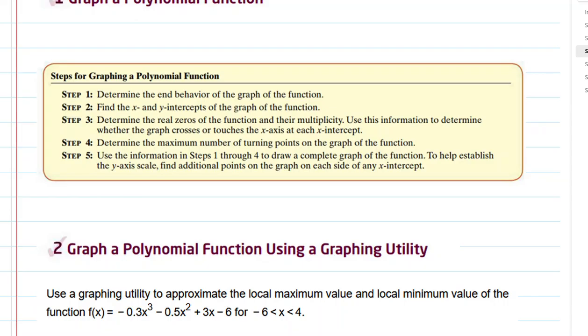Okay, on a polynomial, first we determine the end behavior of the function. Then we find the x and y intercepts, and they could be multiples. We'll be using our calculator. Okay, some of the factoring on some of the polynomials is ridiculous. Determine the real zeros of the function and their multiplicity. Determine the maximum number of turning points on the graph. That's n minus 1, where n is the degree of the polynomial. Use the information from steps 1 through 4 to draw the graph.